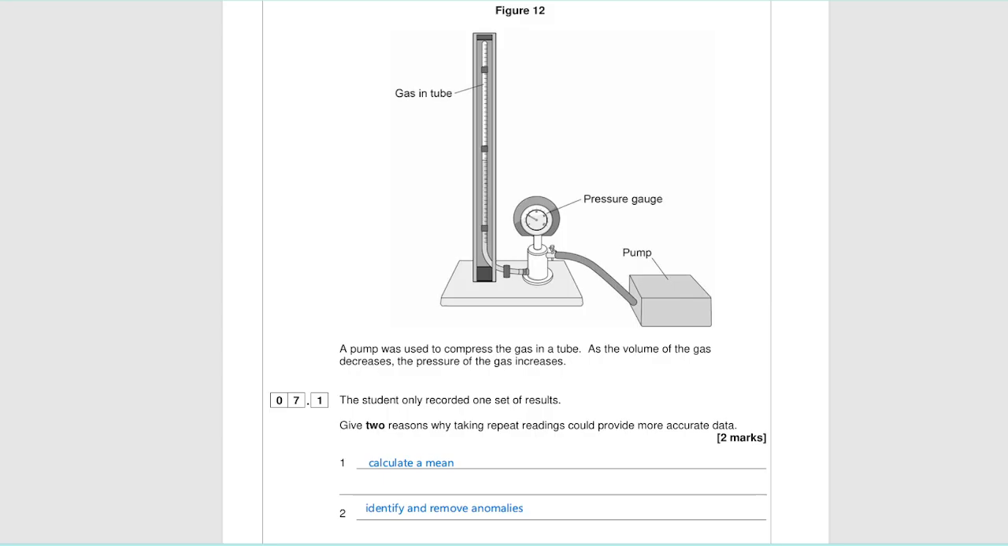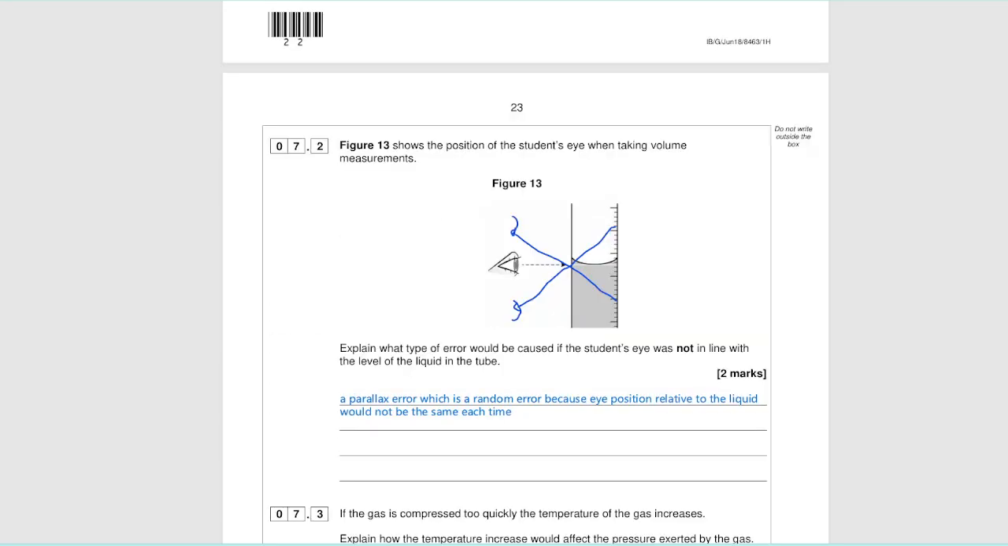This allows you to calculate a mean, which improves accuracy, and it also allows you to identify and remove anomalies. Then figure 13 shows the position of the student's eye when taking volume measurements. And for 7.2, we need to explain what type of error would be caused if the student's eye was not in line with the level of the liquid in the table.